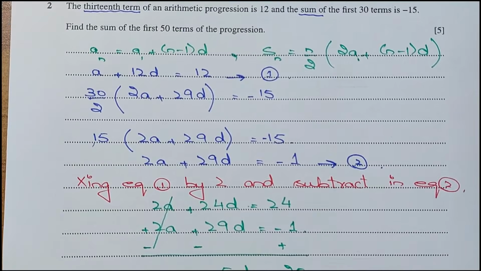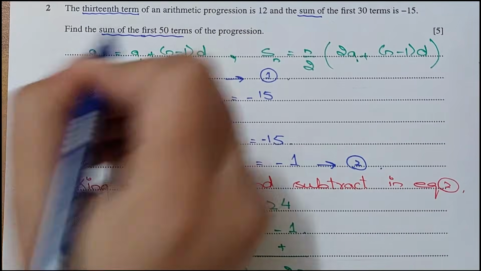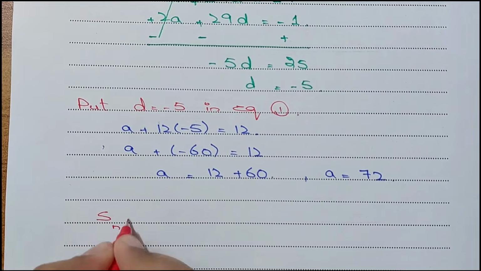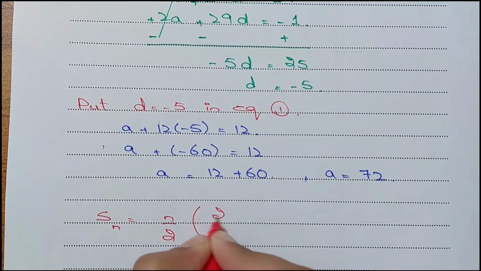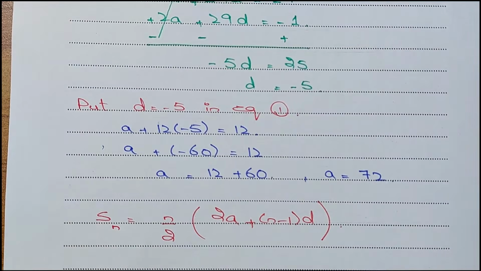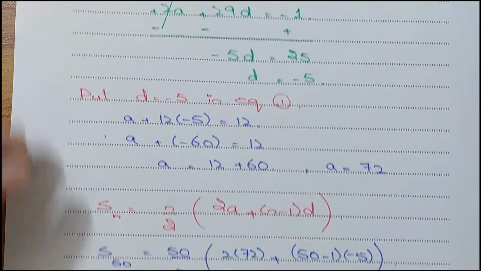Now moving back to the question, it says find the sum of the first 50 terms of the progression. Since it is an arithmetic progression, we have to find the sum of the first 50 terms, which is Sn. This is n by 2 into 2a plus n minus 1 into d. Right, so let me find S50. When n is 50, S50 equals 50 by 2, 2 times a, that is 72, plus 50 minus 1, and d is -5. I just substitute all the terms, right?